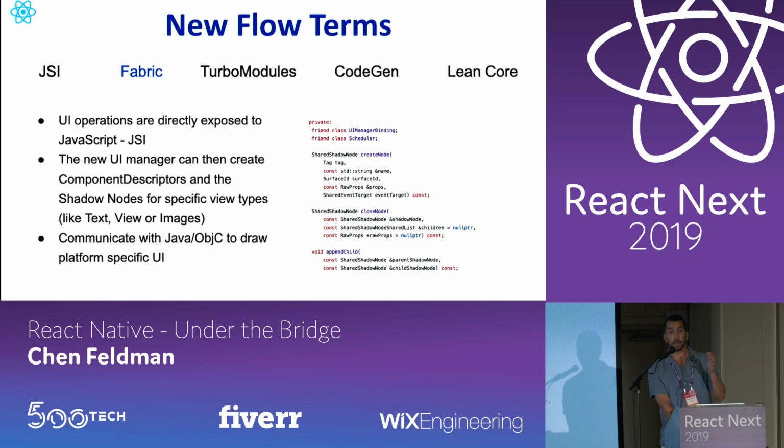Fabric is supposed to replace the UI manager that we discussed before. This is supposed to create all the UI of the Android or Apple and show everything in the final step. It will take care of all the UI operations. I put you an example. I'm not sure if you see it. This is part of the code in GitHub. You have create node, clone node, append child, everything, creating the shadow node, and the UI is there.